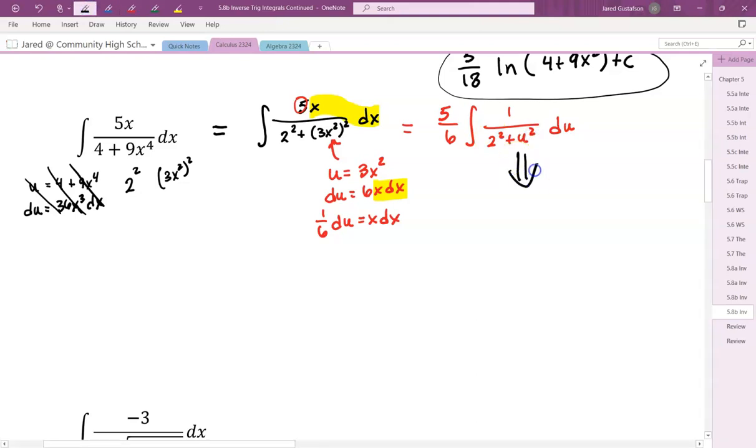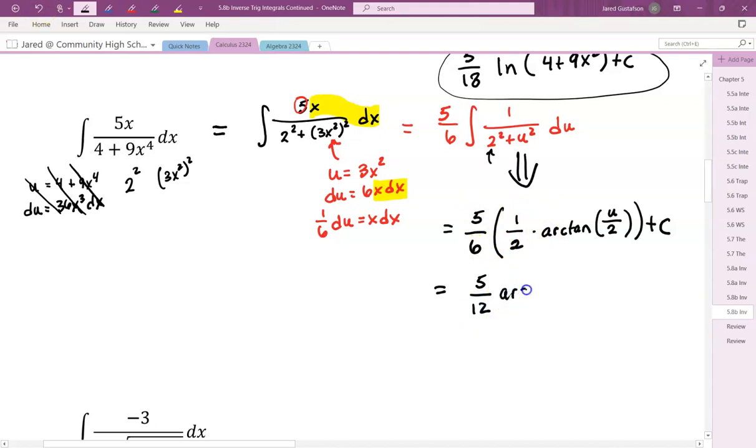This, something we got to memorize, something we got to be comfortable with. That's going to give us arctangent. So we have 5/6. How do we do the arctangent thing? Remember, that's our a value. Our a value is 2. We need 1 over a times arctangent of u over a plus c. And then finally cleaning things up and replacing u with x. 5/6 times 1/2 is 5/12. Arctangent of, what is our u? Our u is 3x squared over 2 plus c.